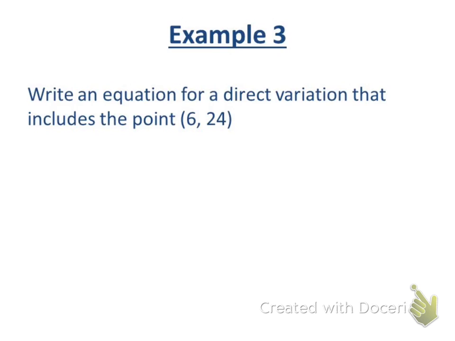This problem is saying to write an equation for a direct variation. So they're telling us it's a direct variation that includes the point 6, 24. Write an equation for a direct variation that includes the point 6, 24. Mary Helen, what do you think it would be?